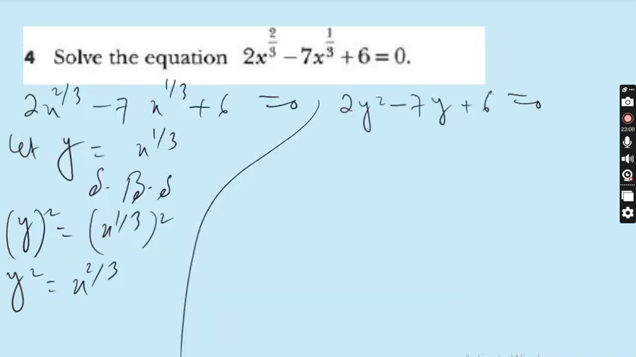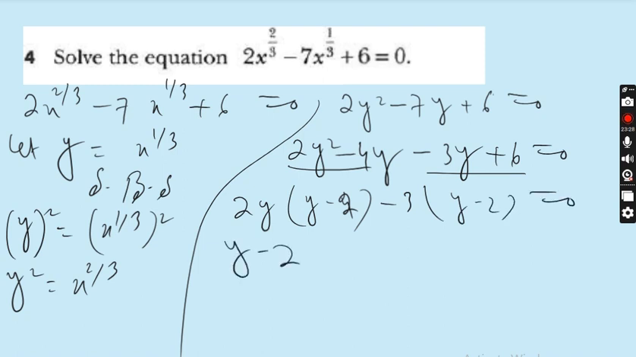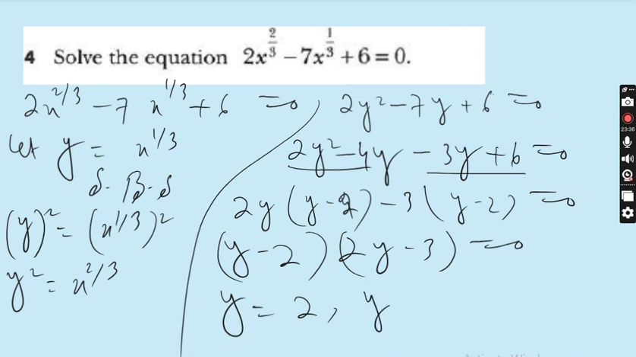6. 2 6s are 12, 4 3s are 12, 4 plus 3 is 7. So 2y square minus 4y minus 3y plus 6 is equal to 0. 2y common, y minus 2, minus 3 common, y minus 2 is equal to 0. y minus 2, 2y minus 3 is equal to 0. y is equal to 2, y is equal to 3 upon 2.